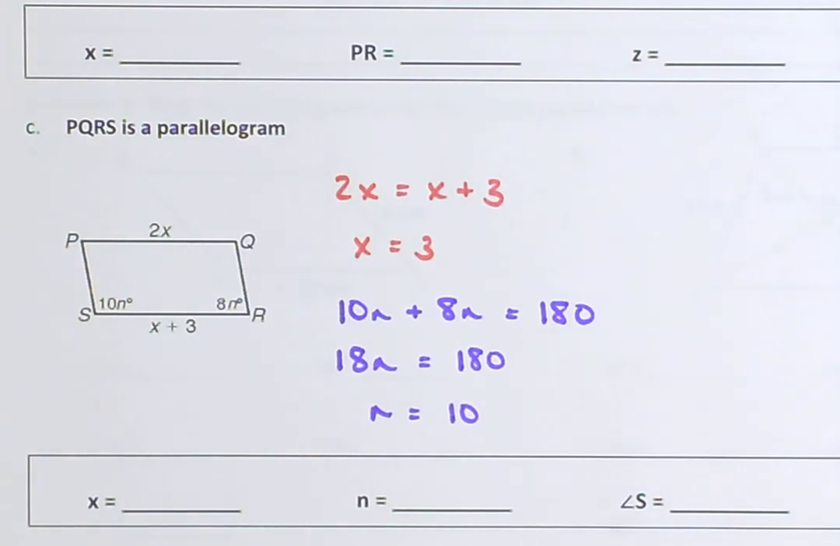So that is how you're going to go through and figure out the value of a variable when you have consecutive angles. So we've gone through and done one with opposite sides, opposite angles, diagonals, and now with consecutive angles. So you've seen every type possible in terms of how you need to go through and set it up. So that concludes our lesson on parallelograms.